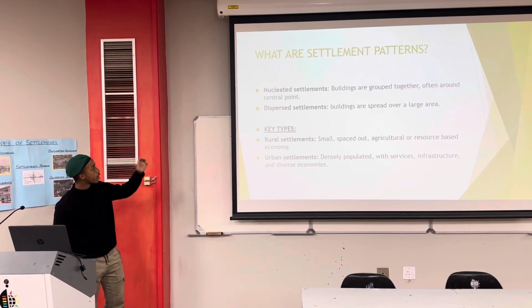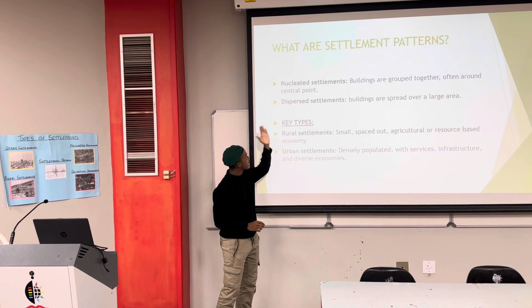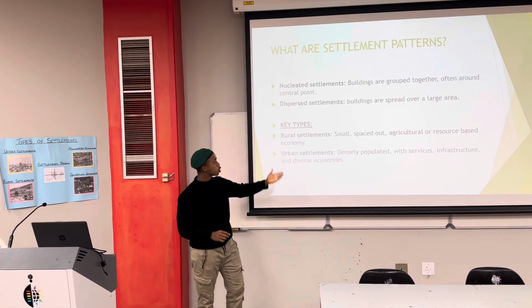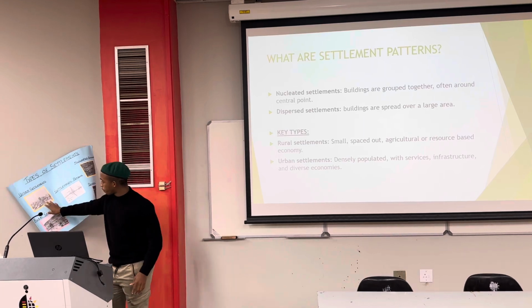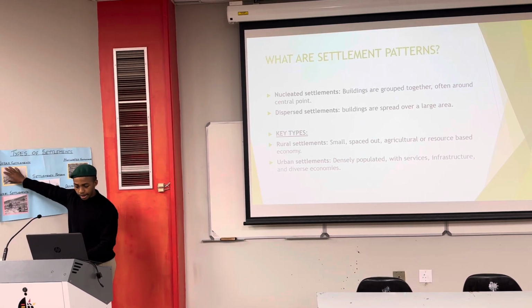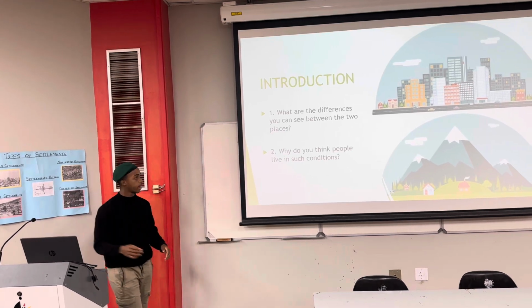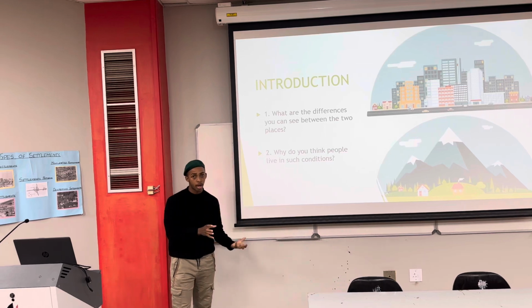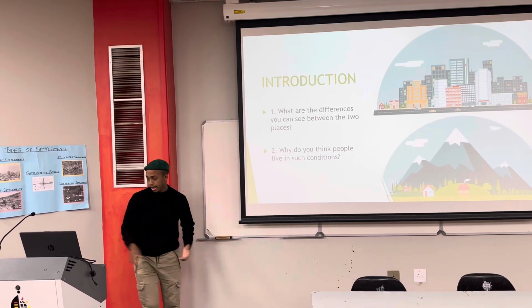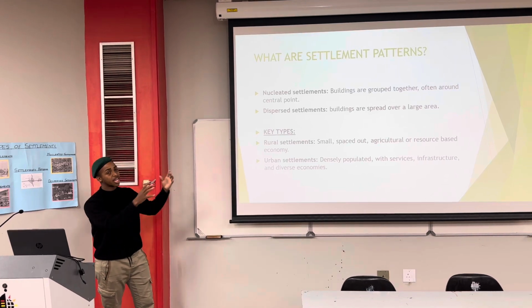And we have the second settlement pattern, which is called a dispersed settlement. This is the one that we saw in our first slide in picture 2, where we saw the houses built apart from one another. We call it a dispersed settlement because they are spread over a large area.